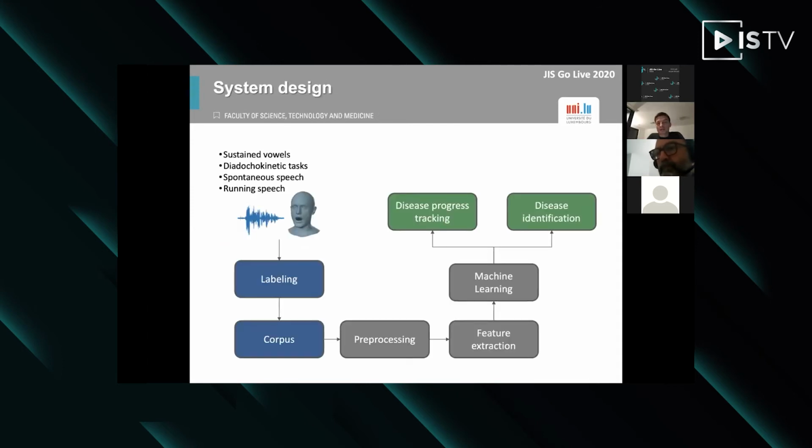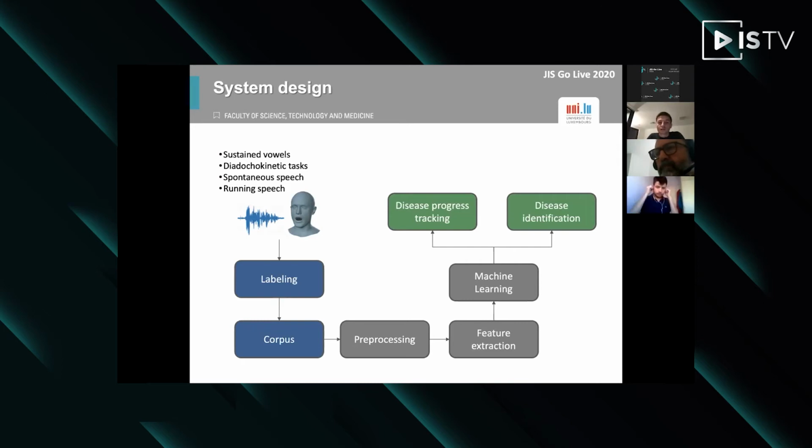Here you can see the basic system design of our model. So basically, the speech needs to be first collected from both the patients and from the healthy participants, and different kinds of vocal tasks can be performed here. Most often these are sustained vowel phonations, but also can be diadochokinetic tasks, spontaneous or running speech.